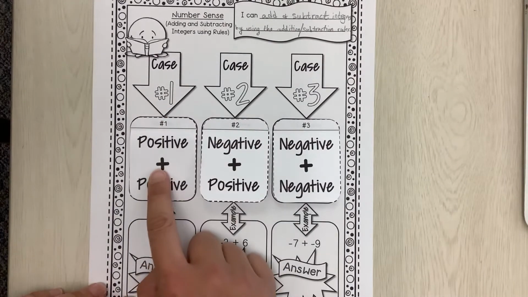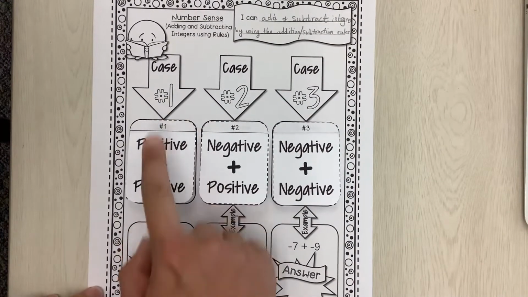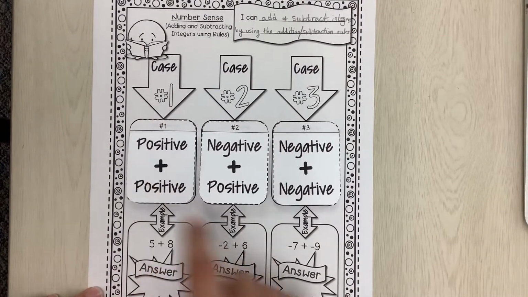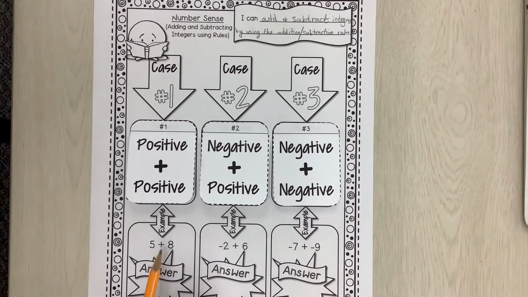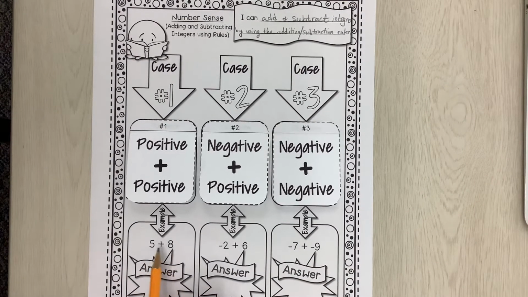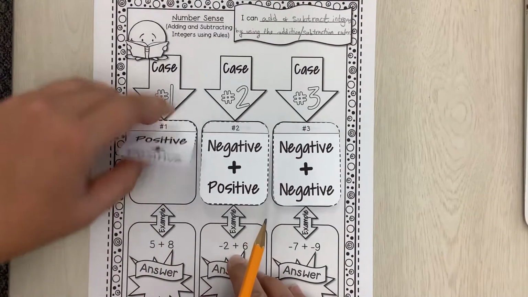So let's go ahead and look at the first rule that we need. We're just going to get right started. So case number 1 is the positive plus positive. What's the rule if you're adding a positive and a positive? So a positive 5 plus a positive 8. Remember, it's negative if there's a negative symbol in front of it. So this one has two positive numbers. So what's the rule here that we need to follow?